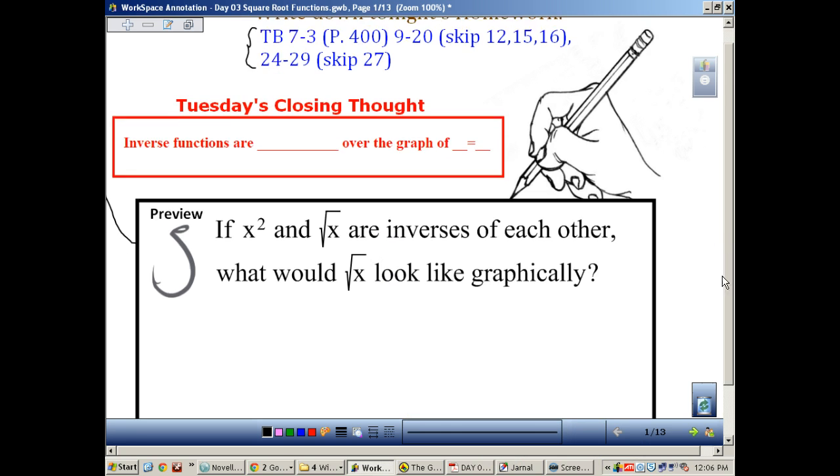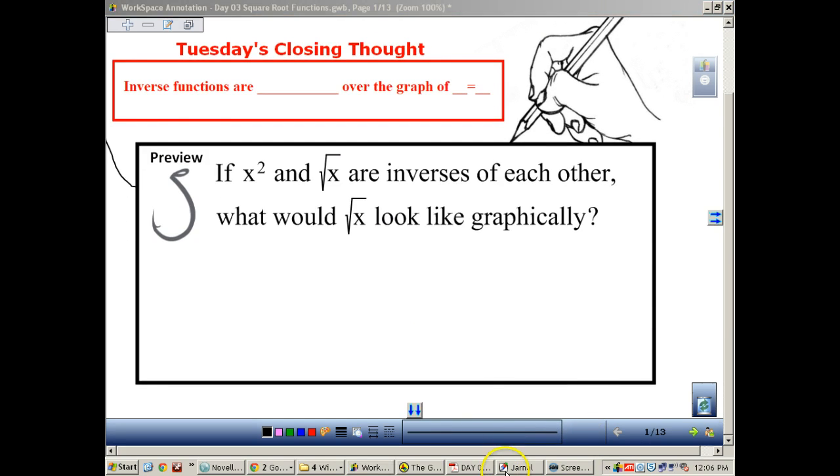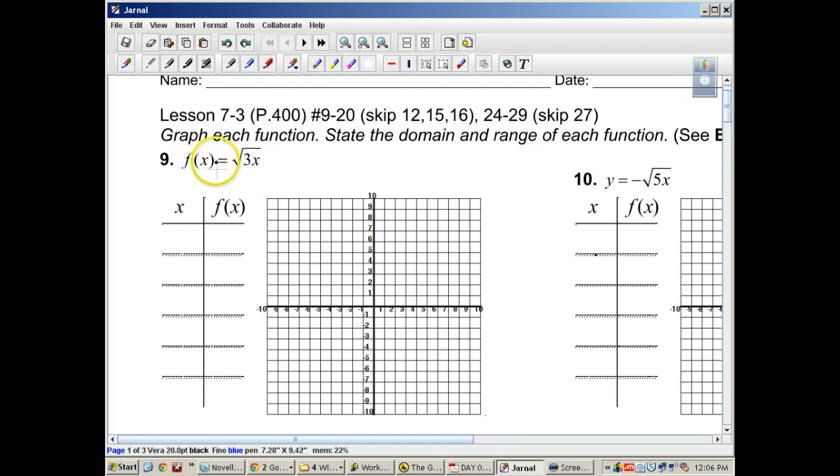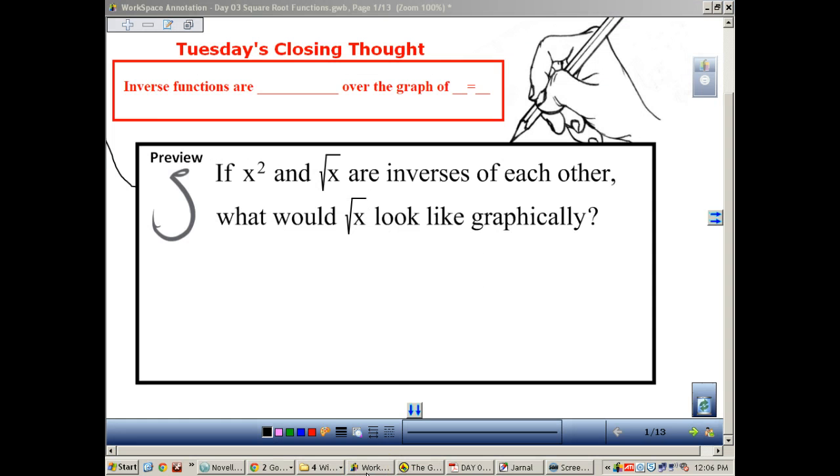All right. So what we're going to be examining here is graphing square root functions. And where do the square root functions come from? Why are we concerned with it? How is it tied into everything else? Okay.